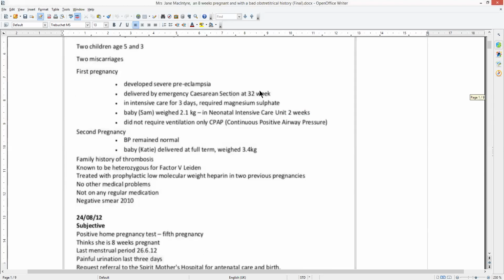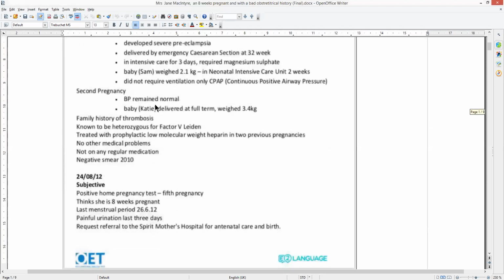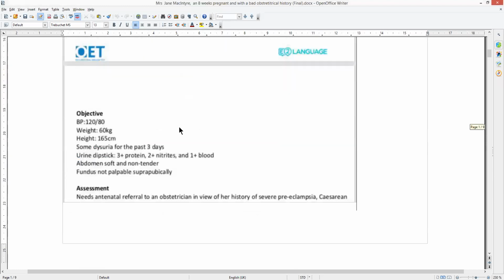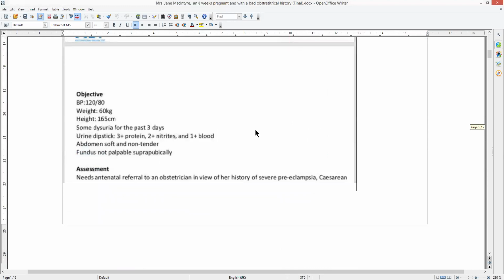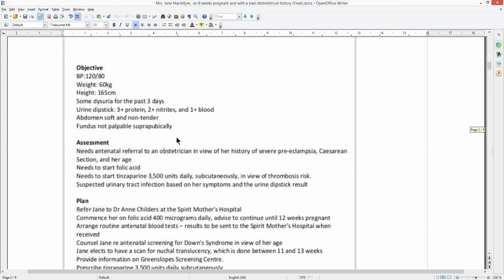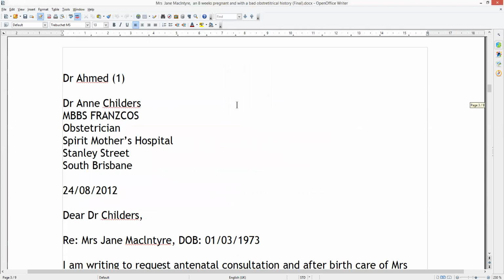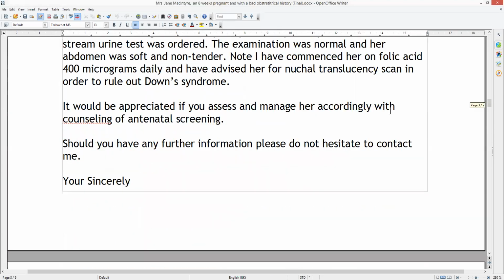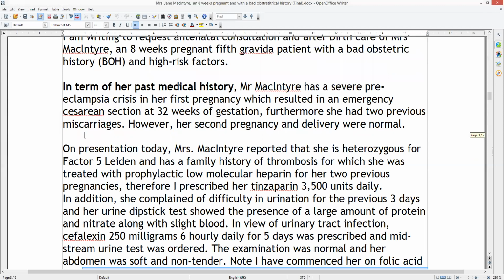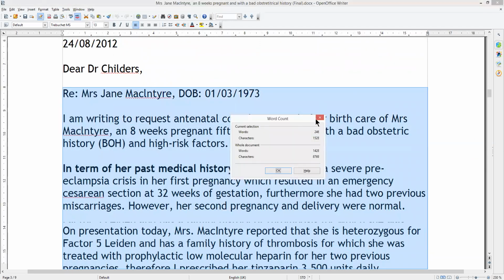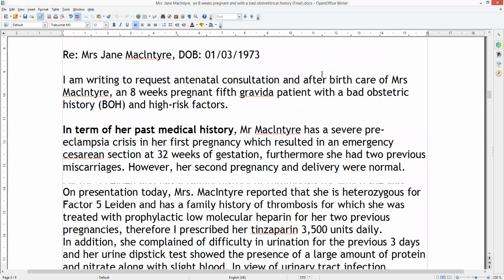Pre-eclampsia, caesarean, baby Sam. Okay, we don't really need that. Normal baby, okay. Medical problem, pregnancy. Antenatal, severe eclampsia. So, okay. Relatively straightforward, right? Let's have a look, see what we've got. So, let me just check the word count. See what we've got here. 246. Looks a little bit long.